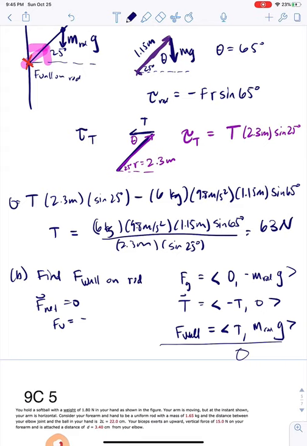and then our vertical force from the wall is the mass of the rod, which is 6 kilograms times 9.8 meters per second squared, which is 58.8 newtons, and our force horizontal is 63 newtons. Okie doke.